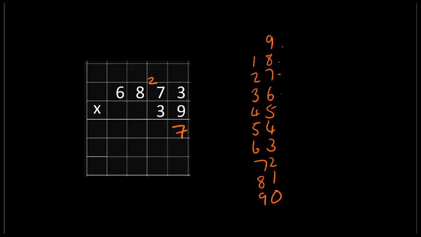9 times 7, 1, 2, 3, 4, 5, 6, 7. That's 63. 63 plus 2, 64, 65. So I write the 5. I carry the 60 over.